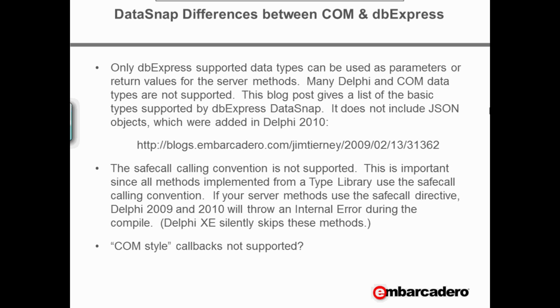In a COM DataSnap server, you're able to do a callback to the client so that the server can send the client messages. But what this is actually doing is you're implementing a small COM server inside your client application, and your server application is connecting back to that server that's running in the client. So it's kind of both applications are servers and clients.